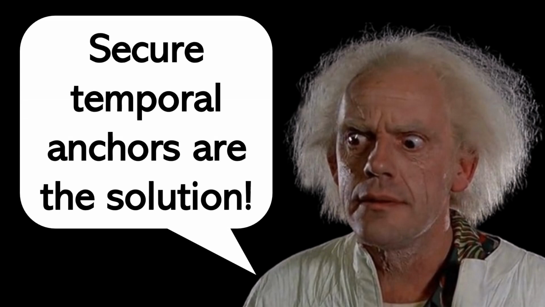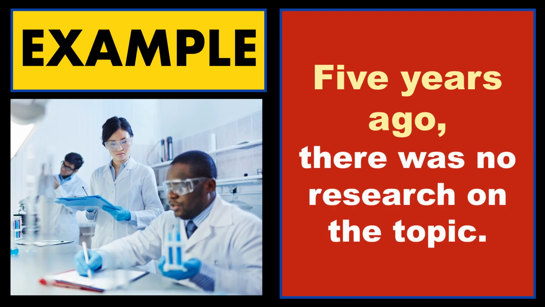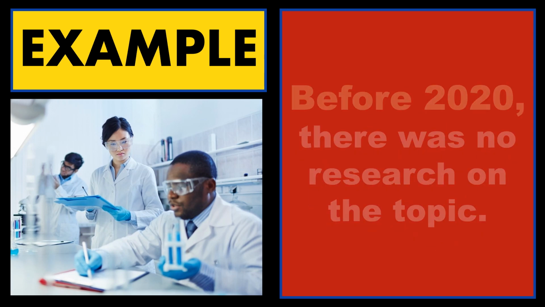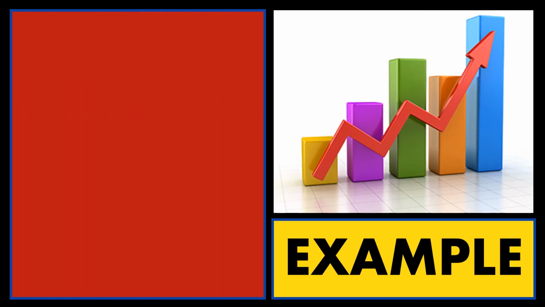Secure temporal anchors are the solution in this context. Instead of saying "5 years ago there was no research on the topic," say "before 2020 there was no research on the topic." And now the reader will know that up until 2020 there was no research. If they read this article in publication in 2025 or 2030 or 2050, then they'll still be clear on exactly when the research began.